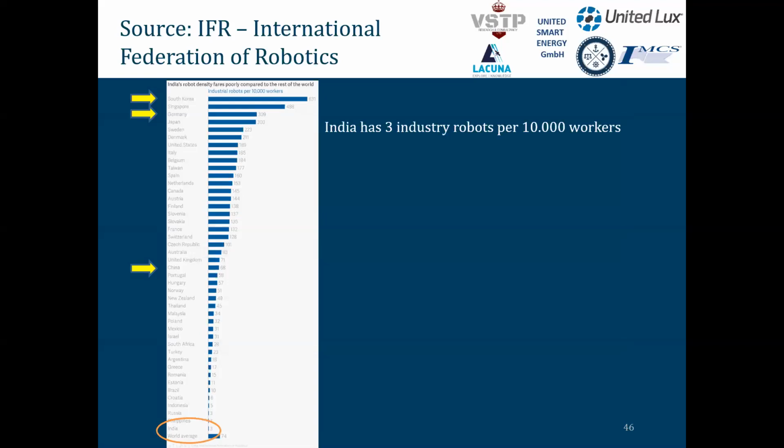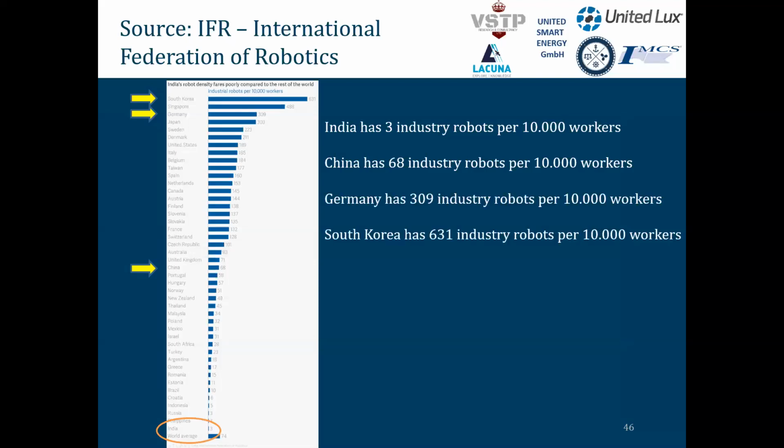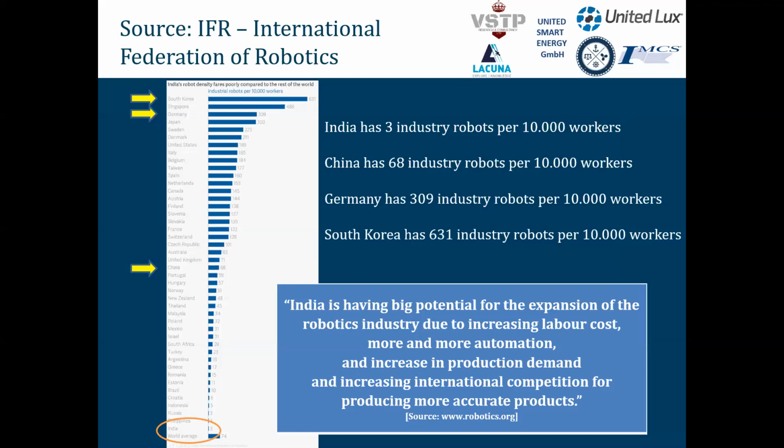But again, somehow India has just 3 industrial robots. Now you see, it's not about new robots, it's about somehow doing it with the workers you have. India has a whole population and workers. Germany has more than 300. South Korea has twice as much as Germany. So those are somehow the figures.